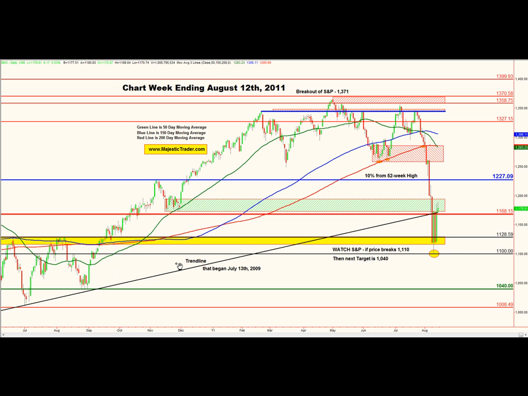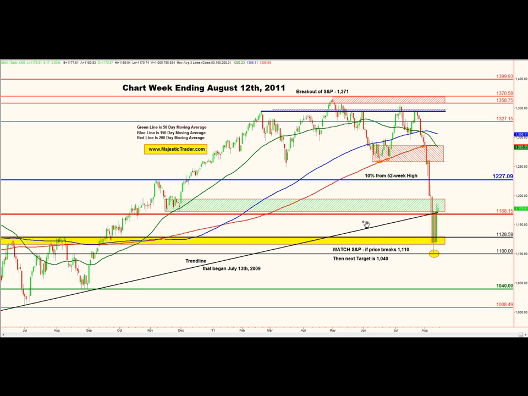We are looking at the daily chart of the S&P. One of the things that we're trying to determine here is, where is this market going? There's a lot of very interesting things going on in this chart here, especially after the incredibly volatile week that we had last week ending August 12th.